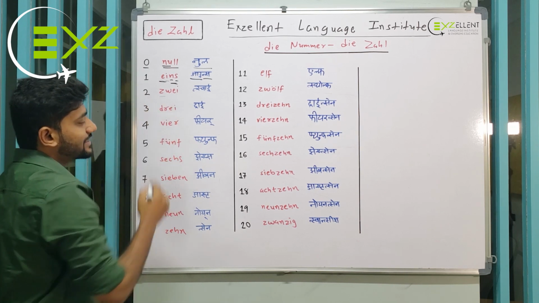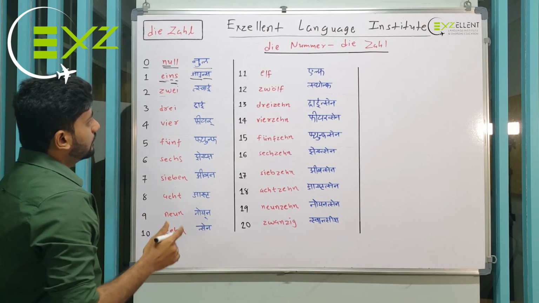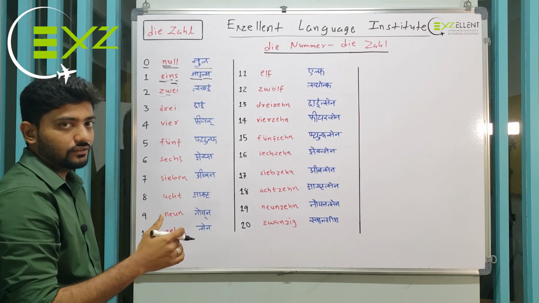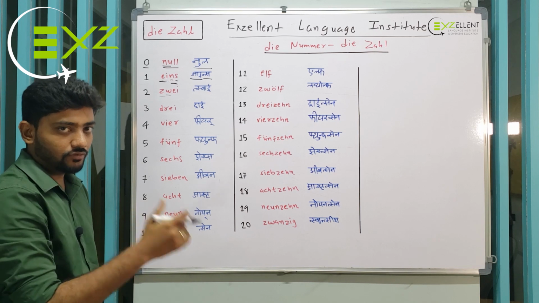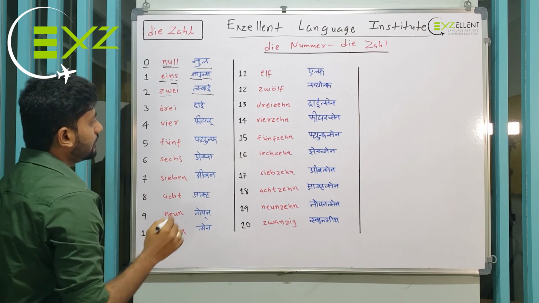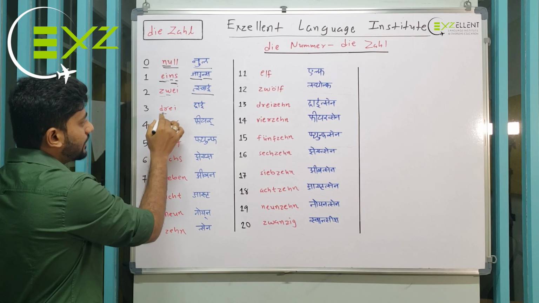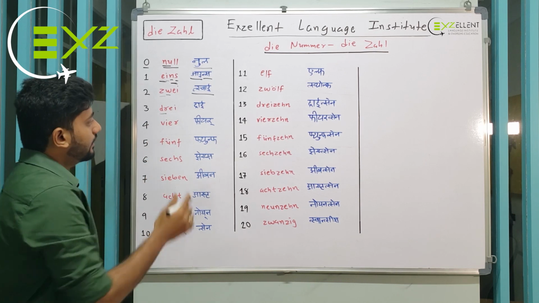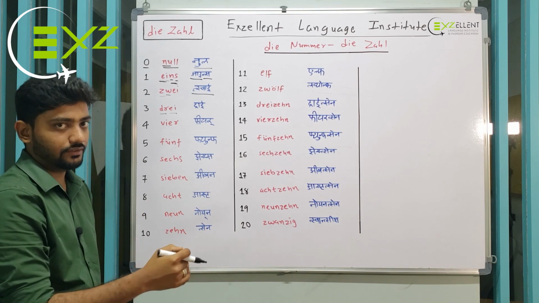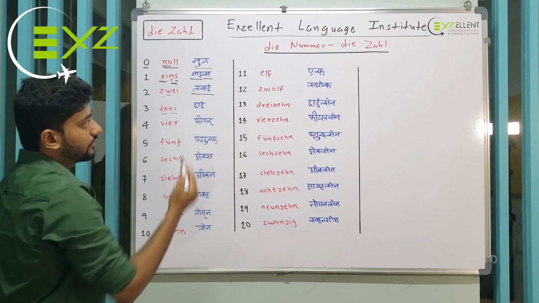Then we have 2, zwei. See, pronunciation of Z is half T, half S, S. Then we have W, pronunciation is V, and then EI, S, V, I. Overall pronunciation will be zwei. Then we have 3. 3 in German is drei. DR is dr. EI is I, dr, I. Overall pronunciation is drei. So null, eins, zwei, drei.